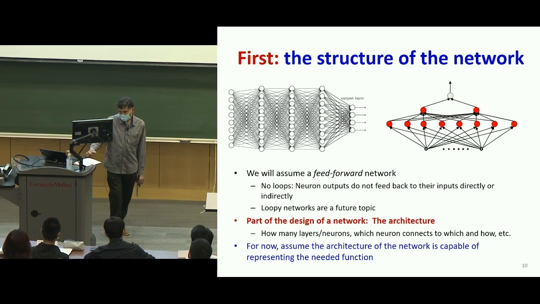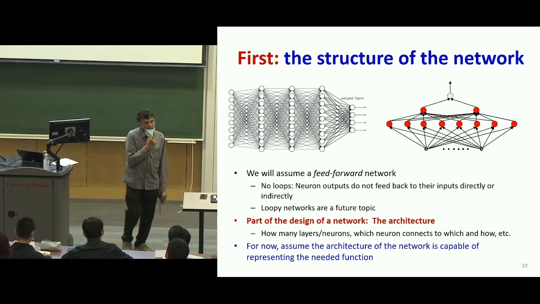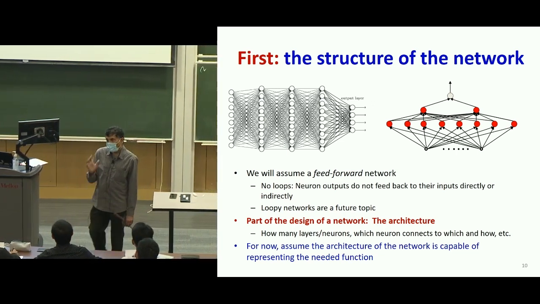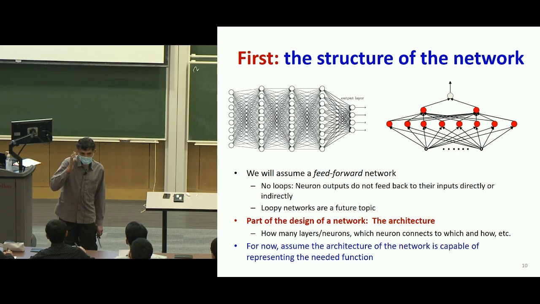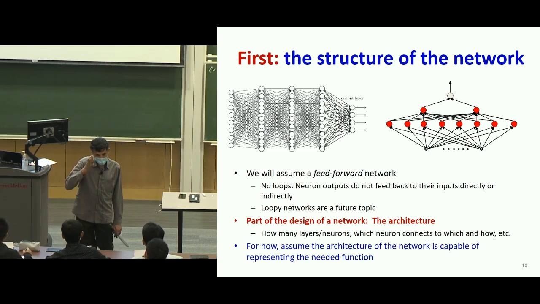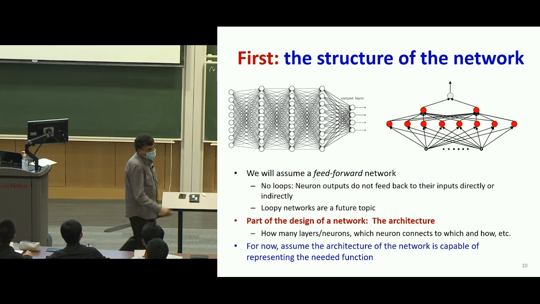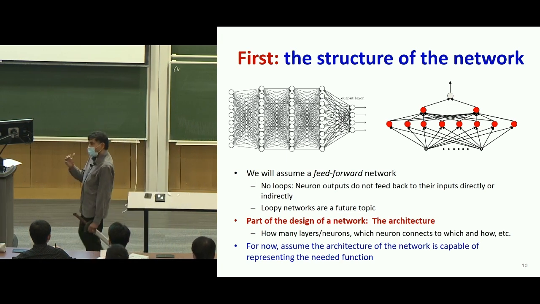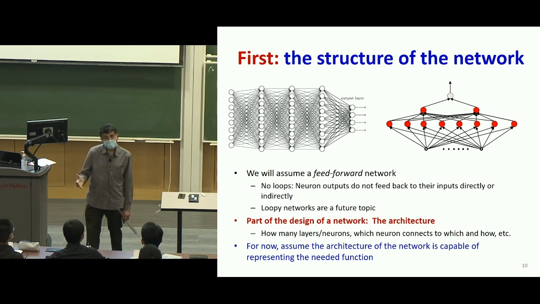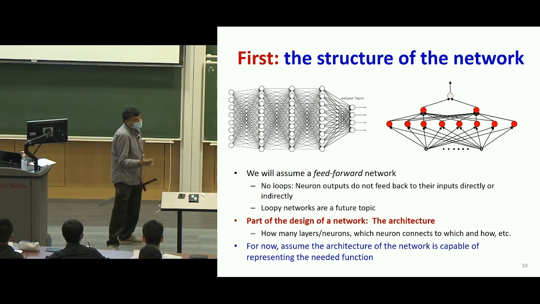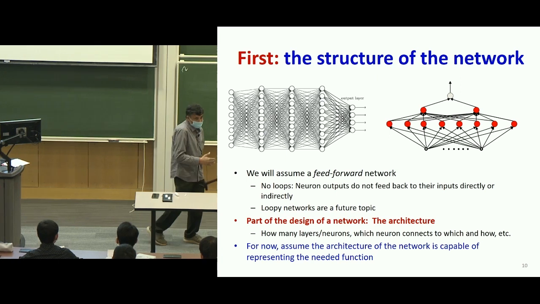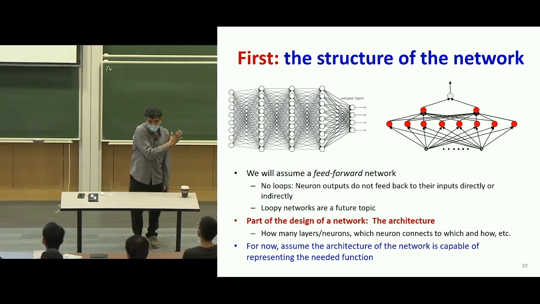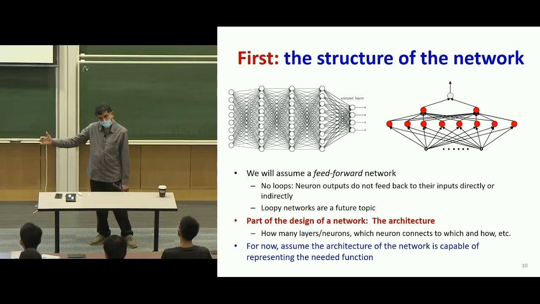So I'm going to assume a feed-forward network. A feed-forward network is one where the processing is performed in a directed way. This would mean that the input is first processed by the neurons in the first layer. We all know what a layer is by now, right? Then the second layer neurons operate on the outputs of the first layer neurons and the inputs. The third layer neurons operate on the outputs of the second and the first layer neurons and the input, and so on. And so the flow of information is directed from the input to the output.